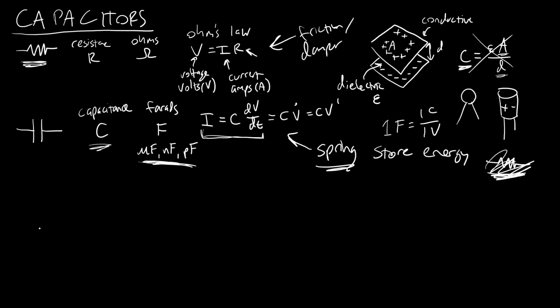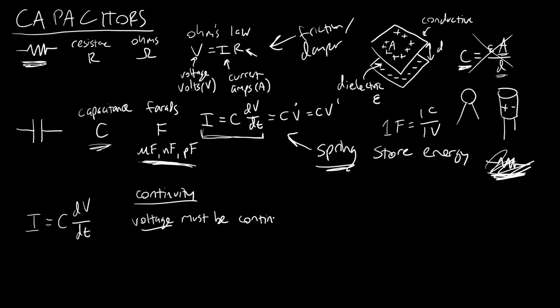Now, a couple rules that will be useful for analyzing circuits with capacitors, which we are going to get to in future videos. I'm going to rewrite this equation down here, since it got a little messy up there. One rule is what we call the continuity rule for a capacitor, and that rule, which I'm going to write down first and then explain in a second, is that voltage must be continuous over a capacitor.